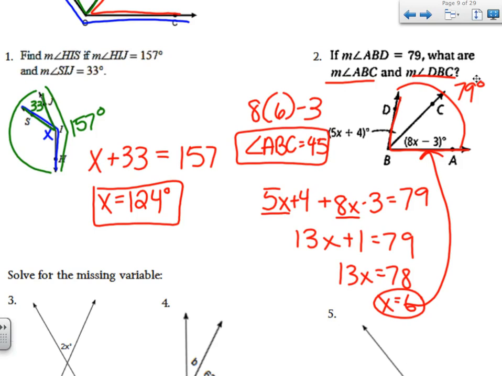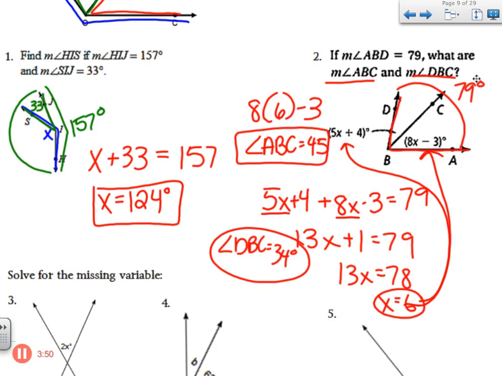Then I'm going to plug it into my other angle and do 5 times 6, 30, and then plus 4, 34. So then DBC is 34 degrees. I could double check my answer and say, hey, 45 plus 34 does give me my original 79 degrees, and so I know I'm 100% right. In geometry, you can 100% check your work, which makes some people feel great.